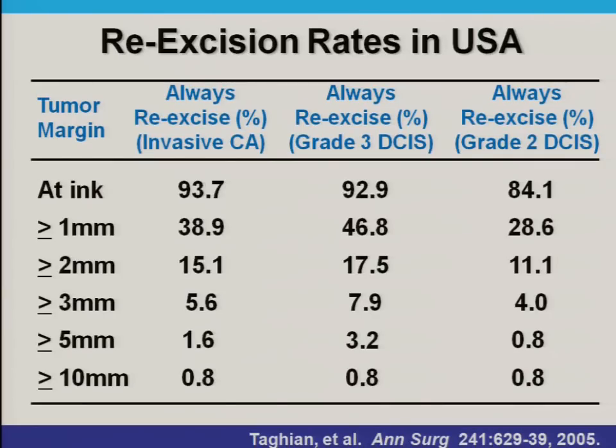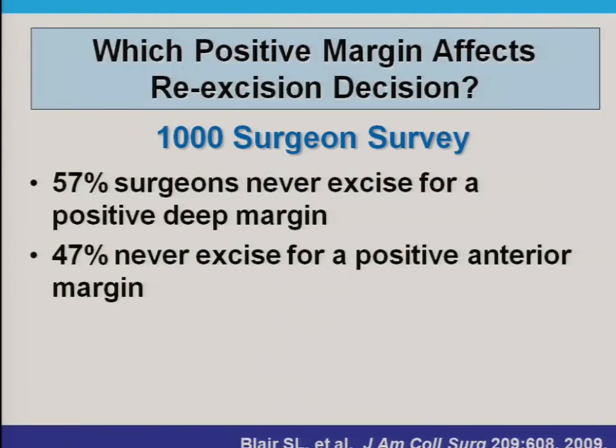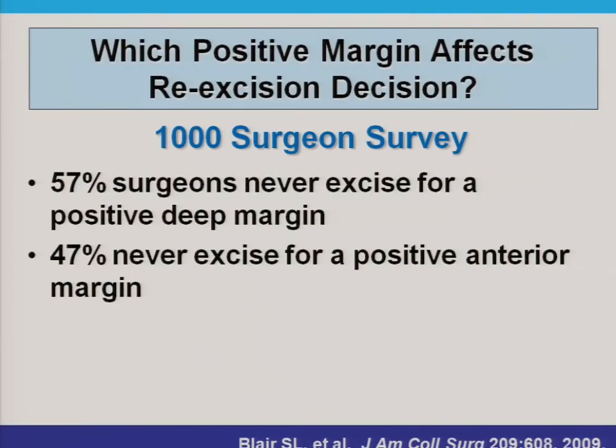What about re-excision rates? How often do we go back? Well, if it's at ink, 84% or 90% go back, and as you get away from the tumor, fewer people will re-excise. I'd like to meet the ones who are re-excising at greater than a centimeter, but the re-excision varies with the width of the margin. And if you believe a positive margin is bad, does the tumor know if it's up or down or east or west? So if you really believe that, how can so many surgeons not excise anterior-posterior margins?